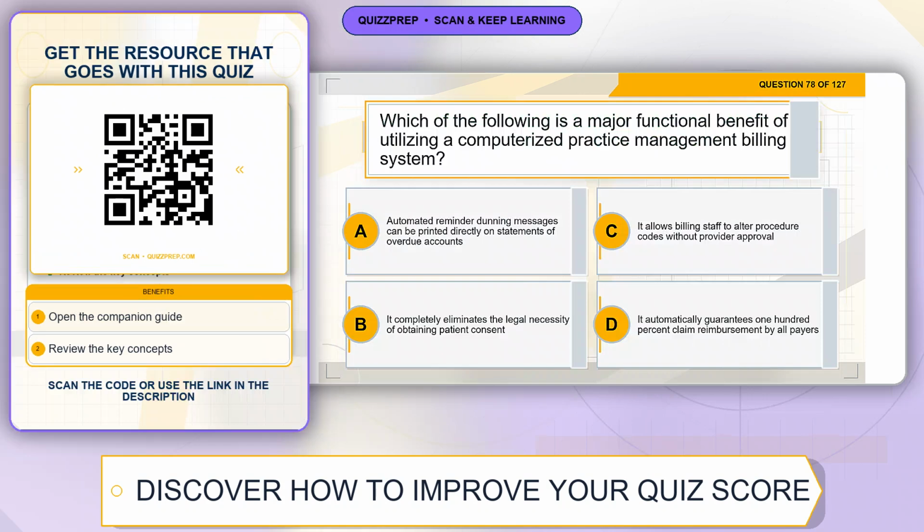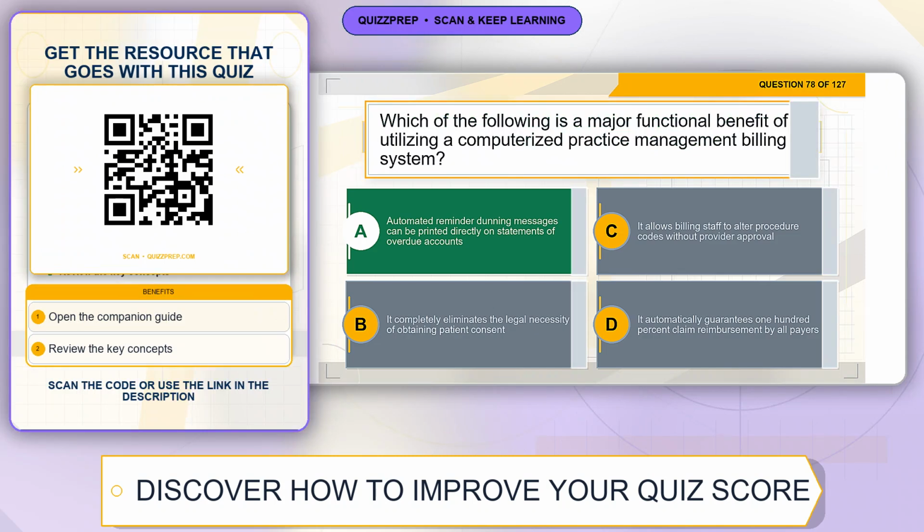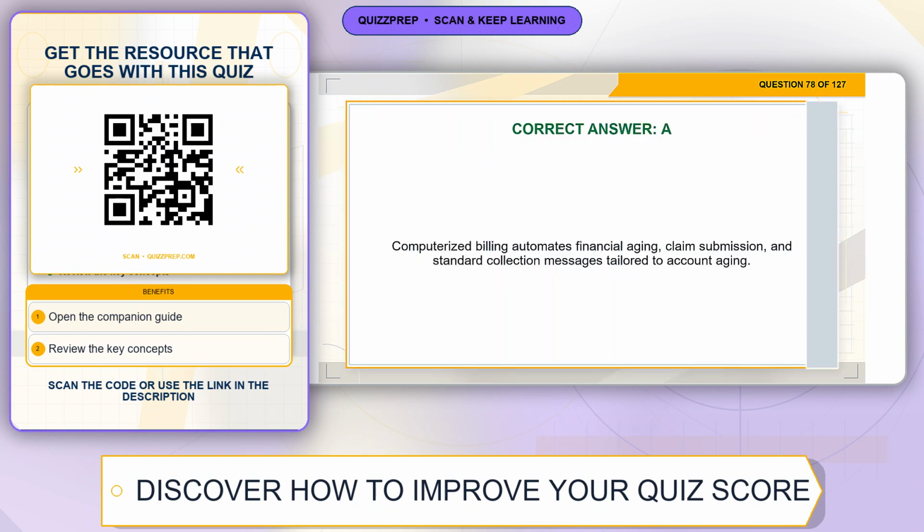Question 78. Which of the following is a major functional benefit of utilizing a computerized practice management billing system? Option A, automated reminder dunning messages can be printed directly on statements of overdue accounts. Option B, it completely eliminates the legal necessity of obtaining patient consent. Option C, it allows billing staff to alter procedure codes without provider approval. Option D, it automatically guarantees 100% claim reimbursement by all payers. The correct answer is option A, automated reminder dunning messages can be printed directly on statements of overdue accounts. Explanation. Computerized billing automates financial aging, claim submission, and standard collection messages tailored to account aging.